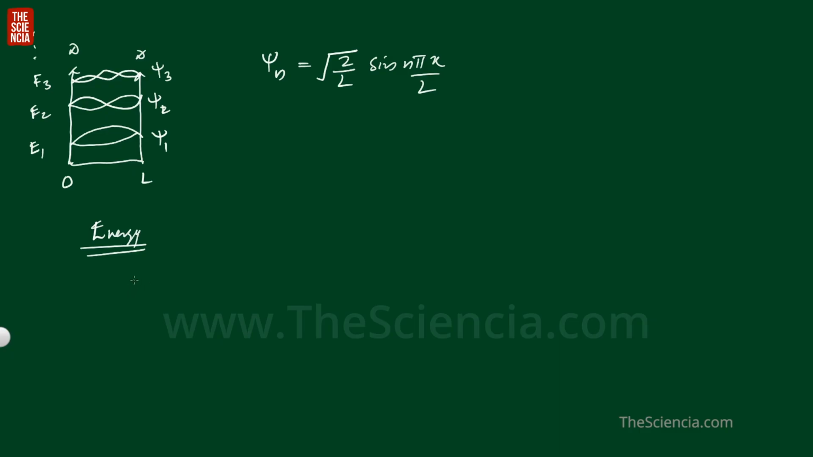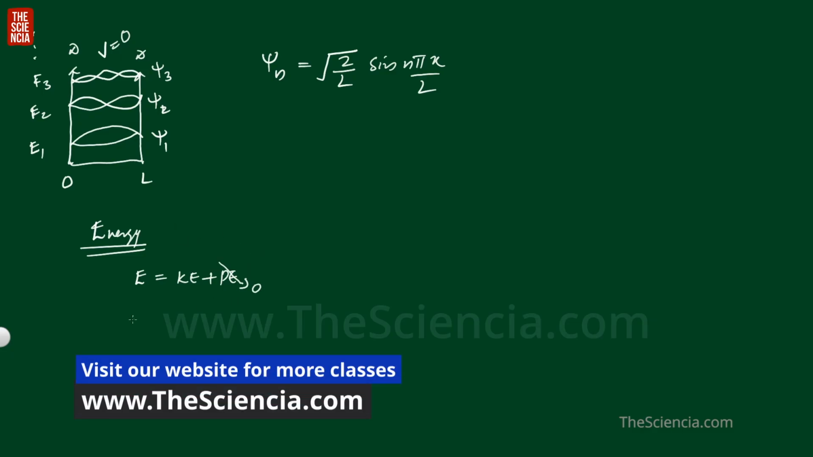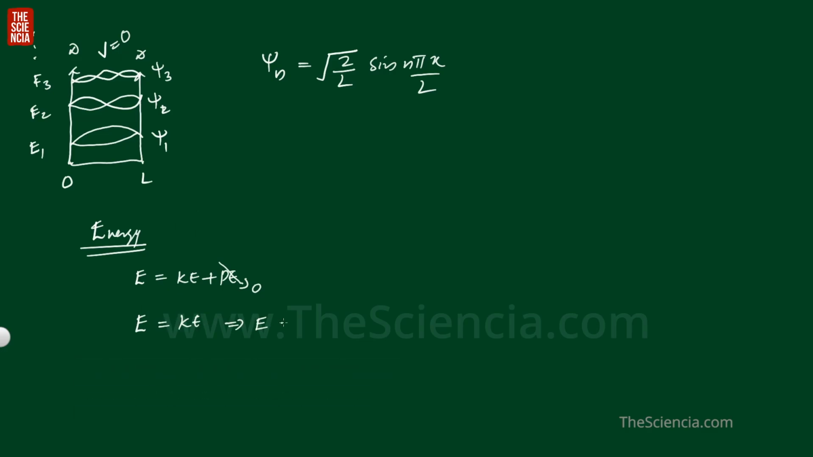In classical mechanics, we know the total energy E is equal to kinetic energy plus potential energy. Here we defined the particle as a free particle, that is, inside the box the potential of the particle is equal to 0. So this term is equal to 0, and we get E equal to kinetic energy. We know kinetic energy can be represented by P square by 2m, and we can rewrite P as h cross k. So we can rewrite the expression for energy as h cross square k square by 2m.